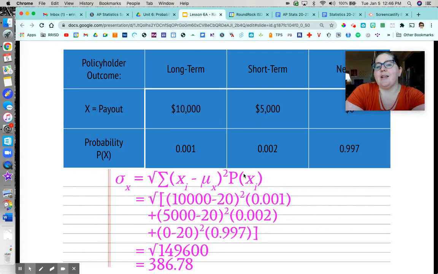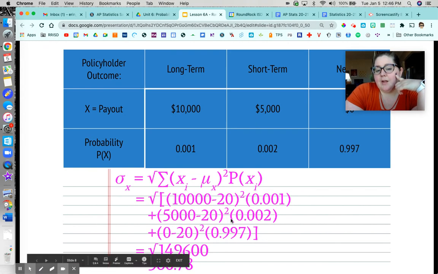So in other words, for each of our options, we're going to do the number, the x, minus the mean. In other words, figure out how far away that value is from the mean, square that distance, and then multiply times the probability. So for that first option, it's 10,000 minus 20, our mean, squared times 0.001. I do that for each option. So 5,000 minus 20 squared times 0.002. And then 0 is our third option, minus 20 squared times 0.997. I add those all together.